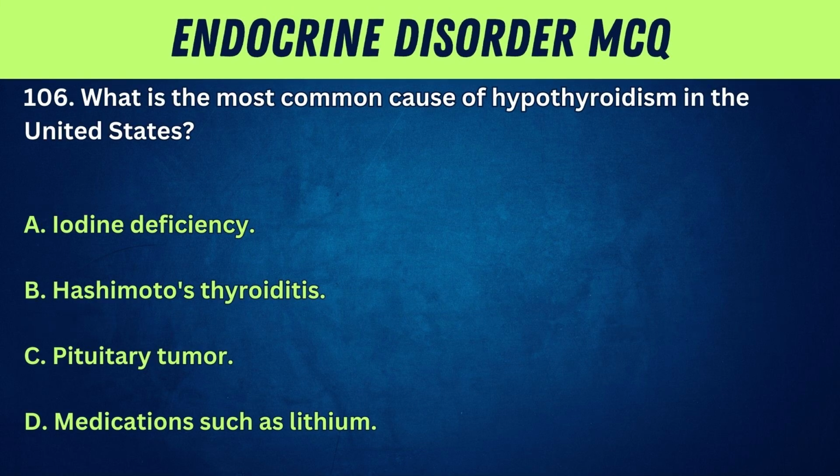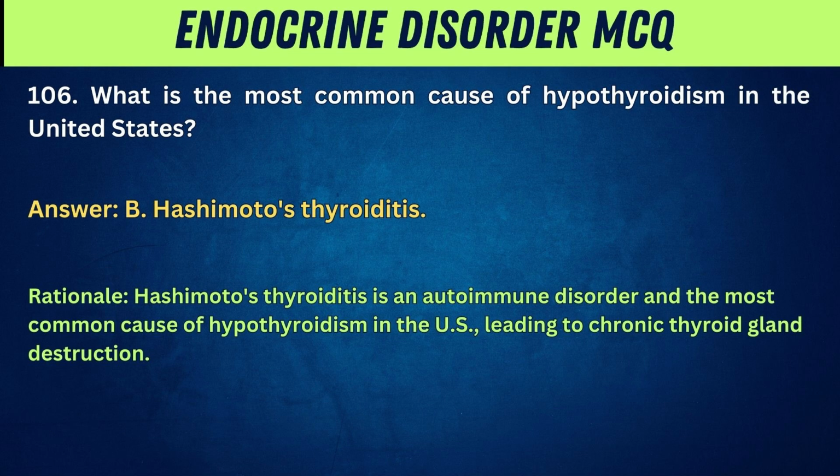106. What is the most common cause of hypothyroidism in the United States? A. Iodine deficiency. B. Hashimoto's thyroiditis. C. Pituitary tumor. D. Medications such as lithium. Answer: B. Hashimoto's thyroiditis. Rationale: Hashimoto's thyroiditis is an autoimmune disorder and the most common cause of hypothyroidism in the U.S., leading to chronic thyroid gland destruction.